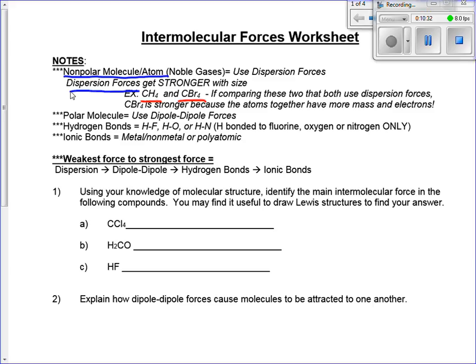Who's bigger? The bigger one's going to be slightly stronger. Okay? Just so you know, that's noted right here, by the way, so you can go back over that if you have that pop up.